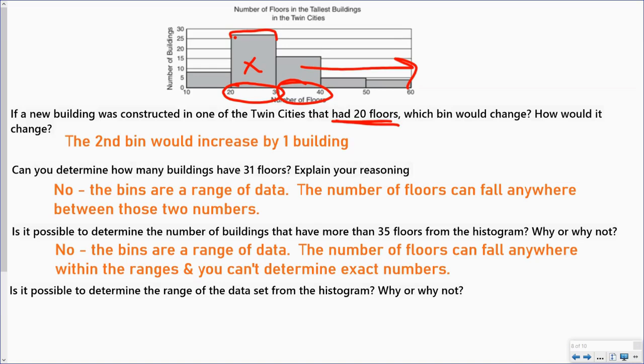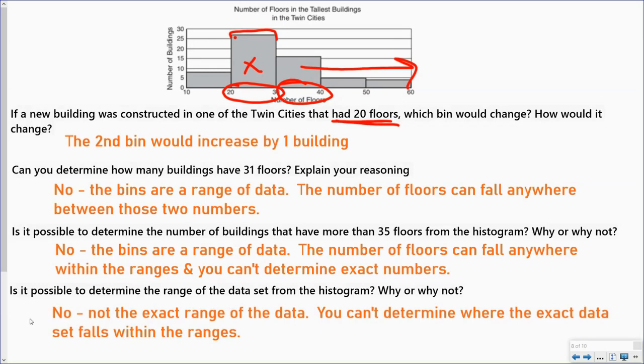Is it possible to determine the range of the data from the histogram? Why or why not? And again, no. We can't figure out the exact range because we don't know where the data actually falls. We just know it falls somewhere within that specific range. You can't determine where the exact data falls within the ranges.